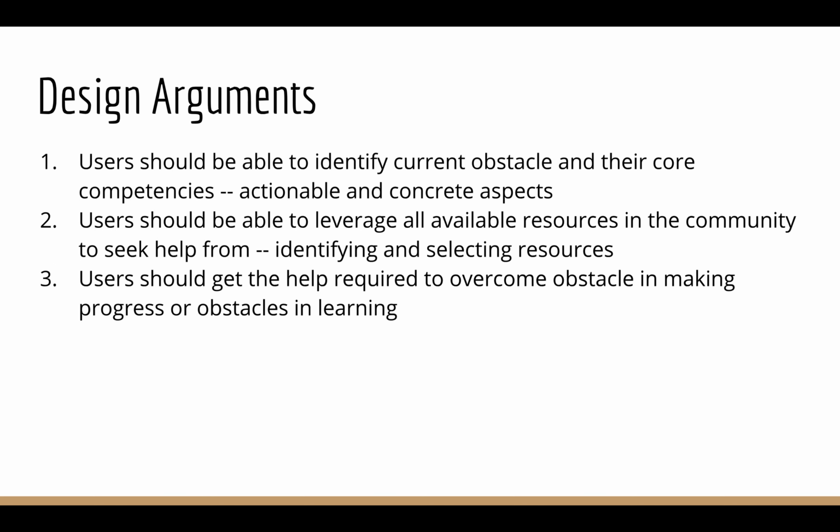So my design arguments so far have been, one, users should be able to identify current obstacles that they're facing and be able to identify the core competencies of them. So identify the concrete and actionable aspects of them. An example would be, if a user has an obstacle of prototyping, they should be able to say what specifically in prototyping they're struggling with. So it could be that I'm struggling to facilitate a help seeking bot using Slack, and I'm not sure how to script questions for it. That's an actionable and concrete blocker, so it'll be easier for them to seek help with.